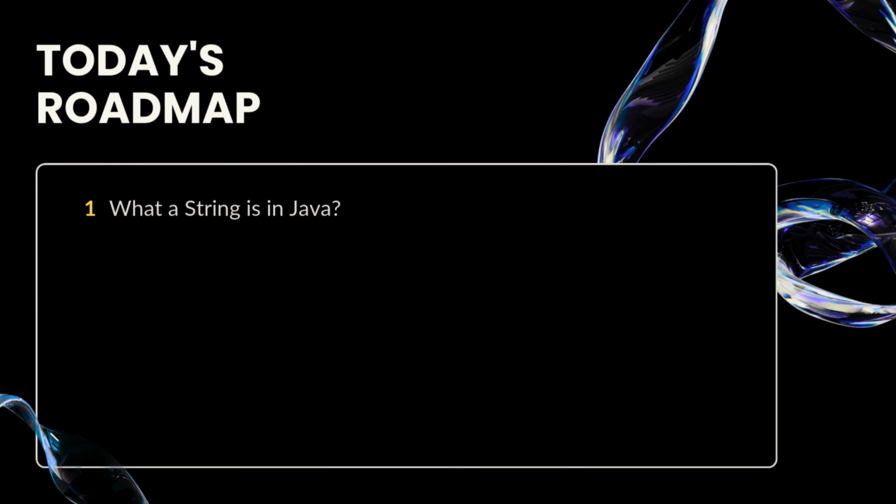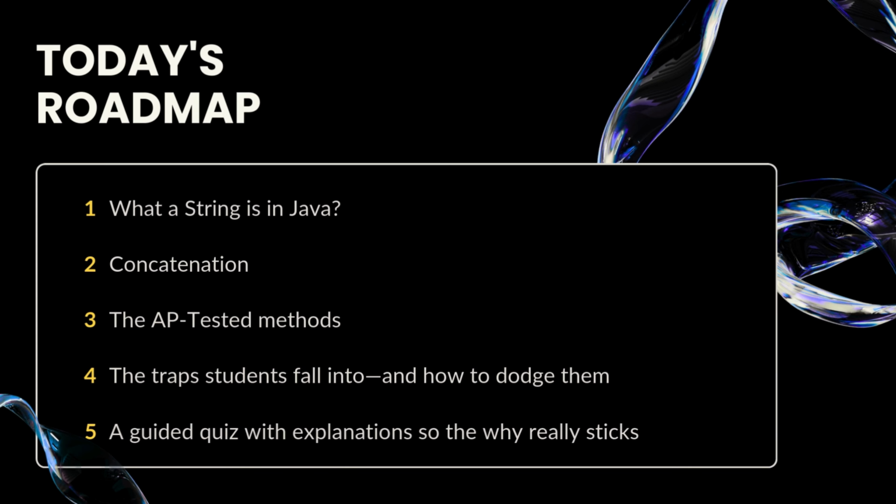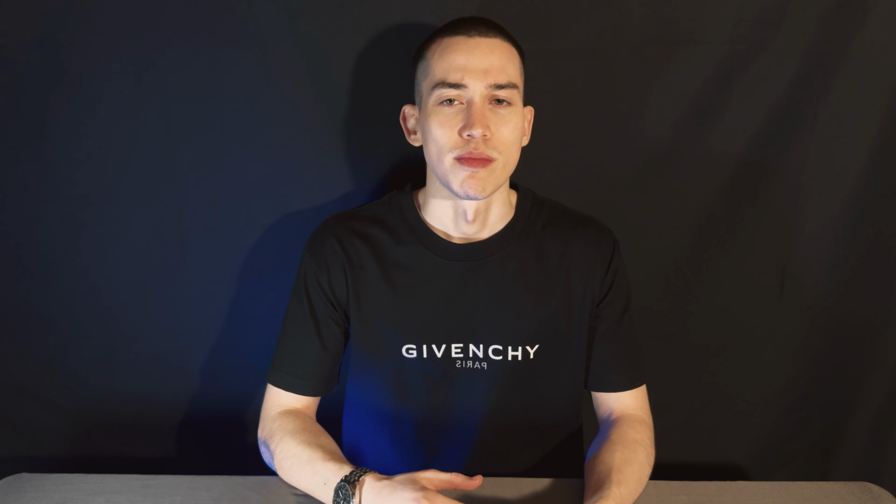First of all, we'll talk about what a string is in Java, then about concatenation. After that, I will explain the AP tested methods, the traps students fall into and how to dodge them, and in the end we will have a guided quiz with explanations so it really sticks. Warm-up thought. If I write String s = "hello" and then change it, did I actually modify the original string? Keep that question in mind. We'll answer it in 1 minute.